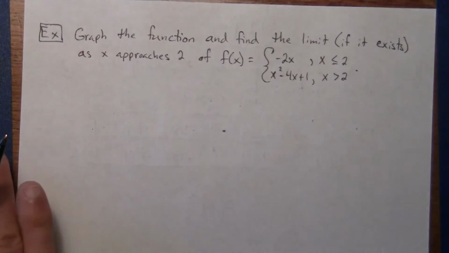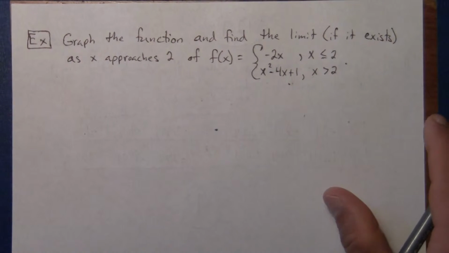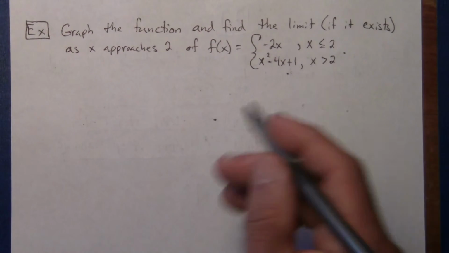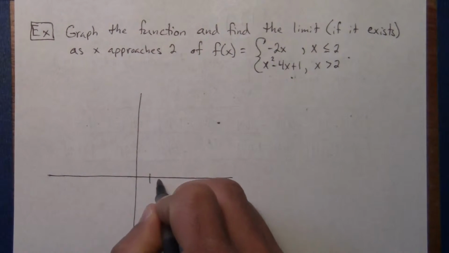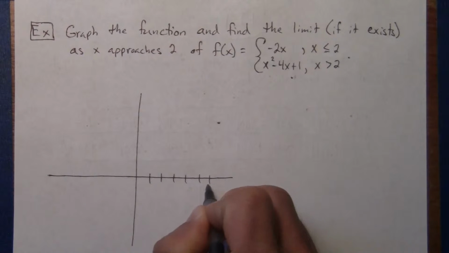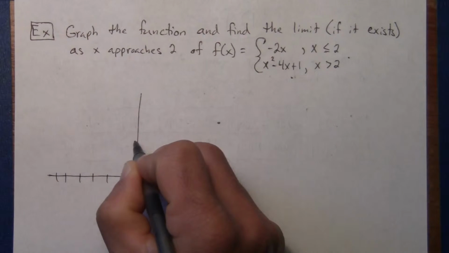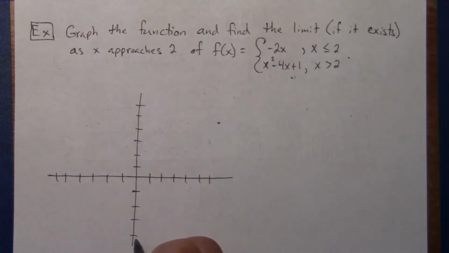Alright, on to the next one. Here they are asking us to graph this piecewise or compound function and then tell us whether the limit exists as x approaches 2. So let's go ahead and graph this thing out. 2, 3, 4, 5, 6. So go ahead and give yourself a graph. I'm going to go 6 tick marks each direction. I hope that will cover everything. If not, we can always add on to it.